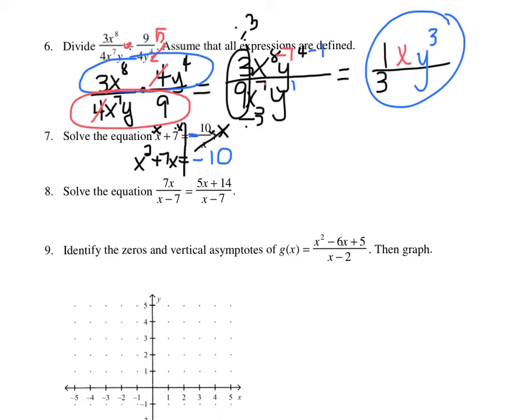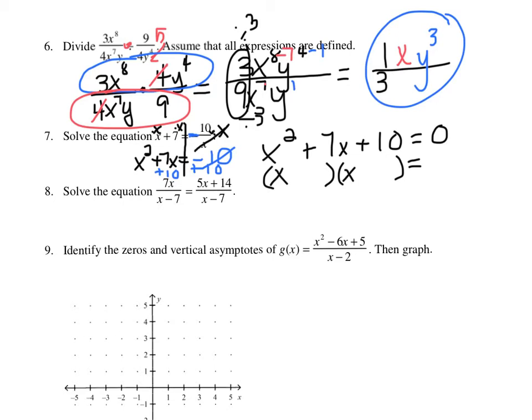In order to factor it and solve for x, we need to get everything on the same side. So we're going to take that minus 10 and add it to the other side. So this is what we're going to factor. X squared plus 7x plus 10 equals 0. So what do we multiply together to get that? X times x. The factors of 10 that add up to 7 would be 2 and 5. So the last step is to solve for each of those by flipping the sign. So one answer is x equals negative 2, and the other answer is x equals negative 5.